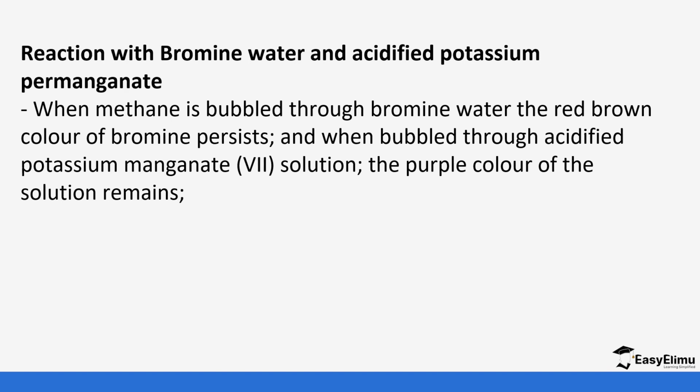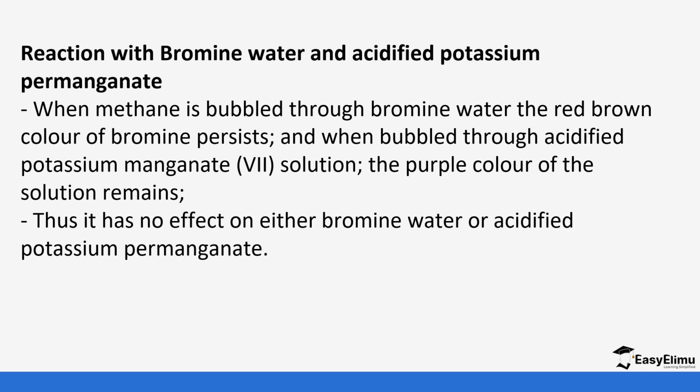So the next property is the reaction with bromine water and acidified potassium permanganate. First of all, when you bubble methane through bromine water, the red-brown color of bromine persists. It means it doesn't change. The same case with the purple acidified potassium permanganate. The purple color does not turn into colorless. This is because methane does not have any effect on the bromine water or potassium permanganate. The reason is because it's a saturated hydrocarbon.